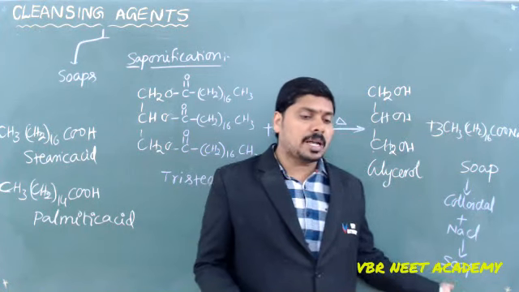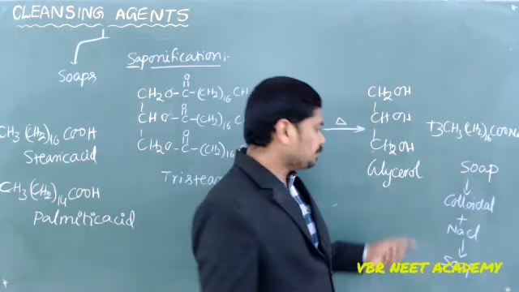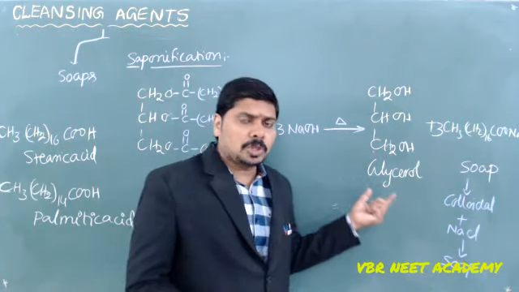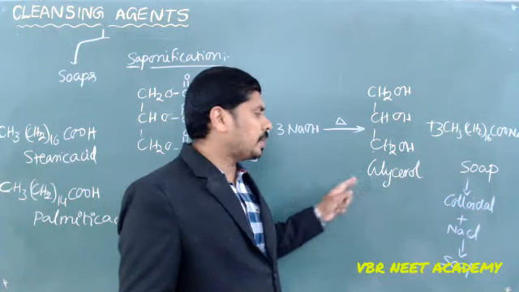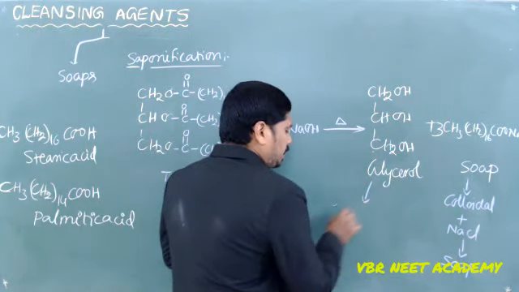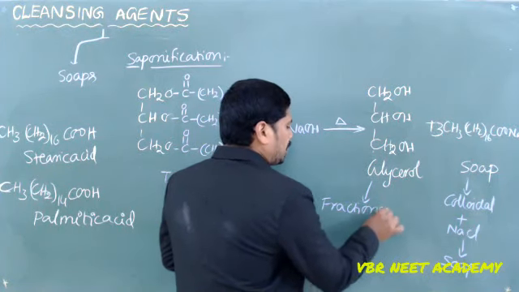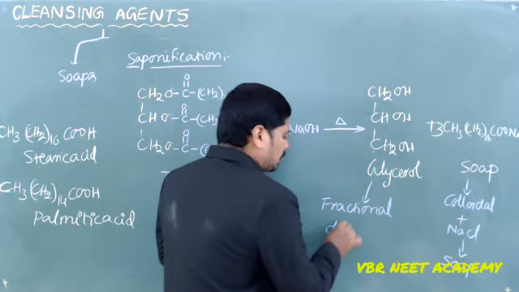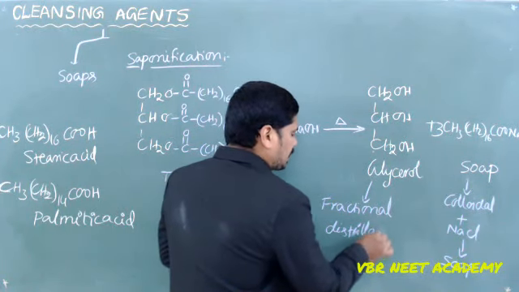Then we collect that soap and mold it into different shapes. In the remaining solution we are going to have glycerol. This can be separated or purified by using the technique called fractional distillation.